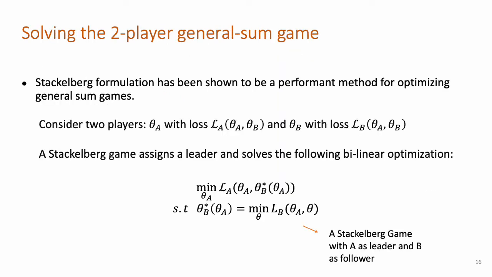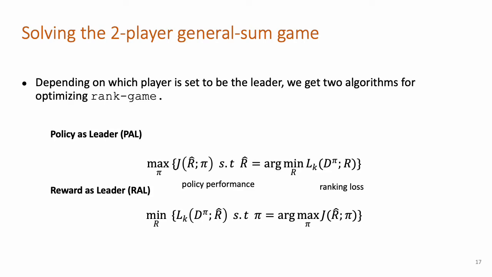To solve the two-player general-sum game, we view RankGame in a Stackelberg formulation. In a Stackelberg game, two players set out to optimize their objectives, which are functions of both players' parameters. Each player also has knowledge of the other player's objective. Stackelberg formulation sets one of the players as the leader and the other as the follower. In the equation below, A is the leader and updates slowly, whereas P is the follower and updates fast. Depending on which player, policy or reward, is said to be the leader, we get two algorithms that we refer to as PAL, policy as leader, or RAL, reward as leader.